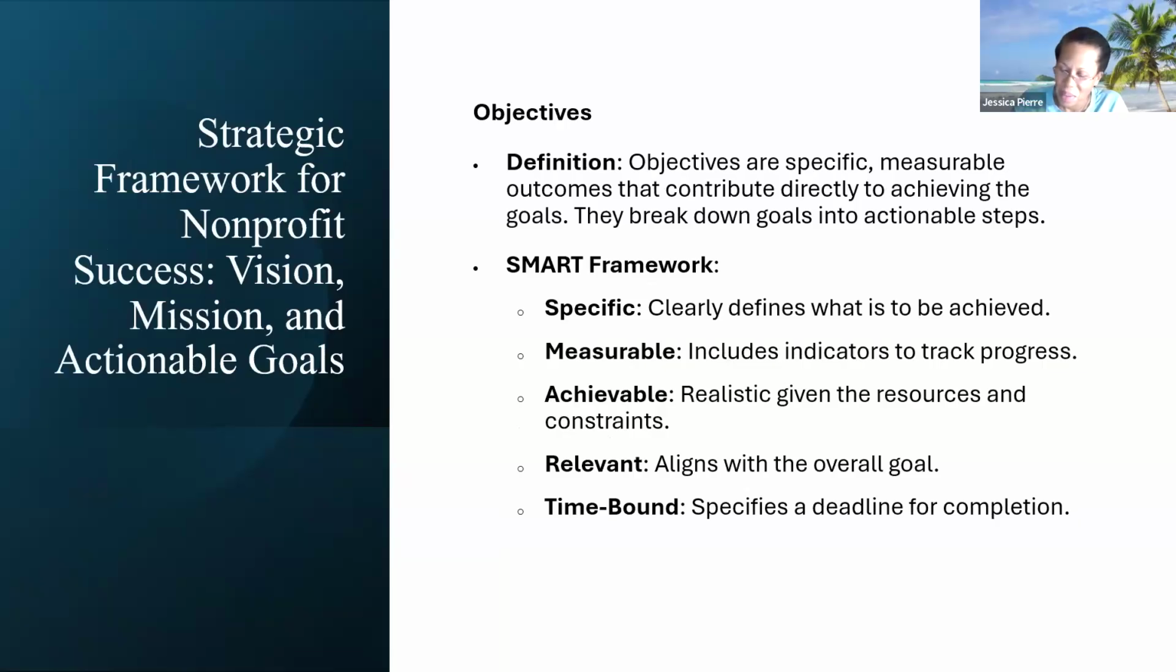Now, objectives. Objectives are specific, measurable outcomes that contribute directly to achieving the goals. They break down goals into actionable steps. SMART framework: Specific, clearly defines what is to be achieved; Measurable, includes indicators to track progress; Achievable, realistic given the resources and constraints; Relevant, aligns with the overall goal; and Time-bound, specifies a deadline for completion.